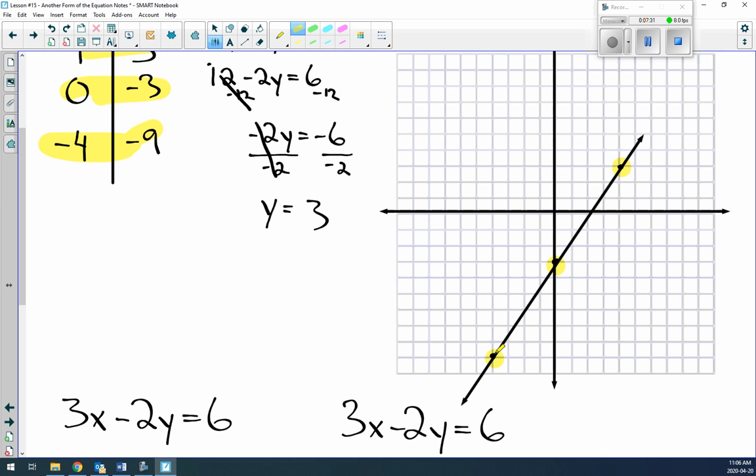And again, you know you did the math correctly if those 3 points line up. If you only pick 2 points, you wouldn't know if you did it correctly. But 3 points will always line up in a perfect line if you've done the math correctly. Okay, so that was lesson 15. Now you can work on practice 15.